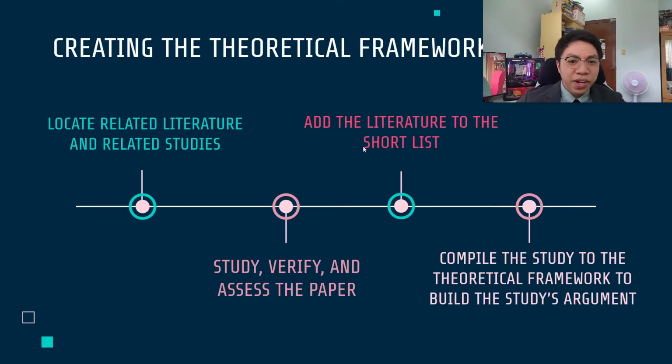So how does one create a theoretical framework? First one would be to locate the related literature and related studies, keeping in mind the different ways on how to source literature. Second, we are then to study, verify, and assess the paper. Afterwards, we add this paper to the short list of literature that we will consider for our research. And finally, we compile all of the literature and all the related studies, and we're going to use this to build our theoretical framework and create an argument for our idea.